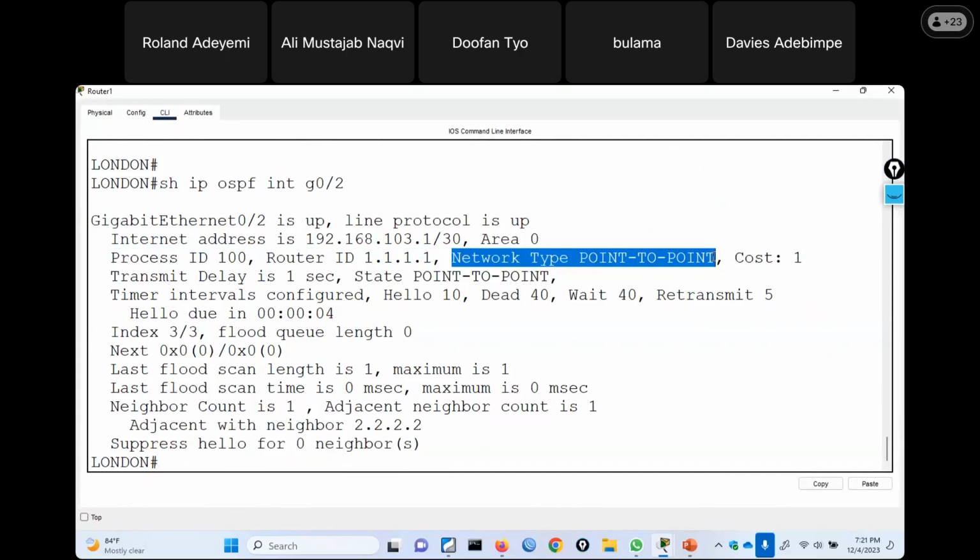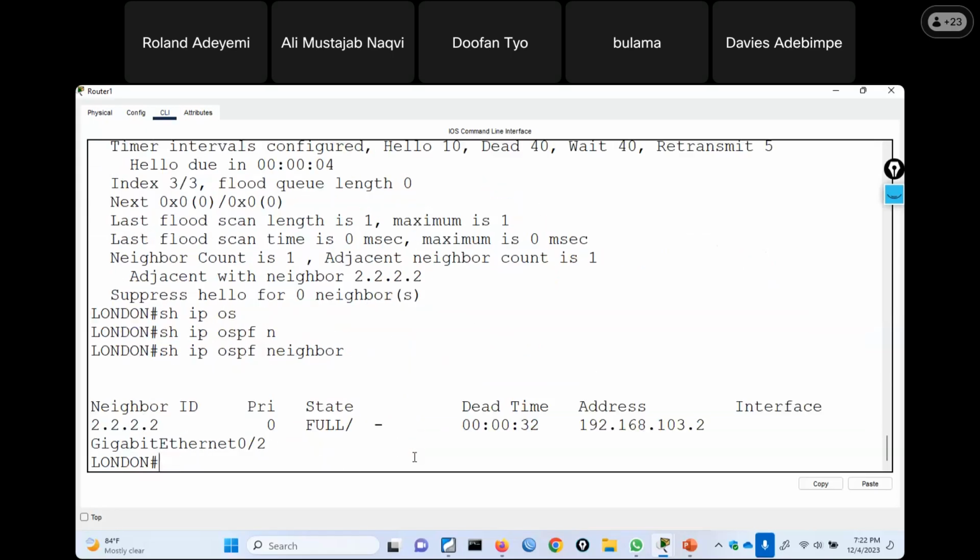So what is the advantage of this? There will be no election. On a broadcast multi-access network, there is a DR and there is a BDR. But when we have point-to-point, there is no election. So if I now go back and say show ip ospf neighbor, did you see DR and BDR there? Before we saw DR and BDR, but this time around, we just saw that they form neighbor, and it's because there is no election. The type of neighborship they form is full.